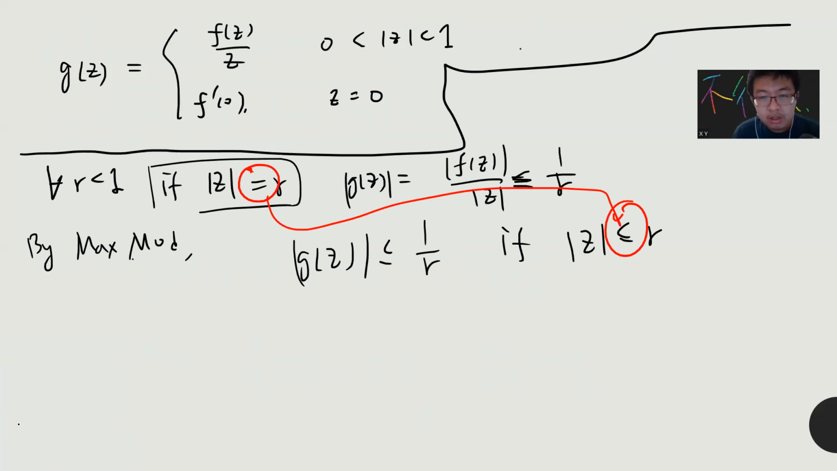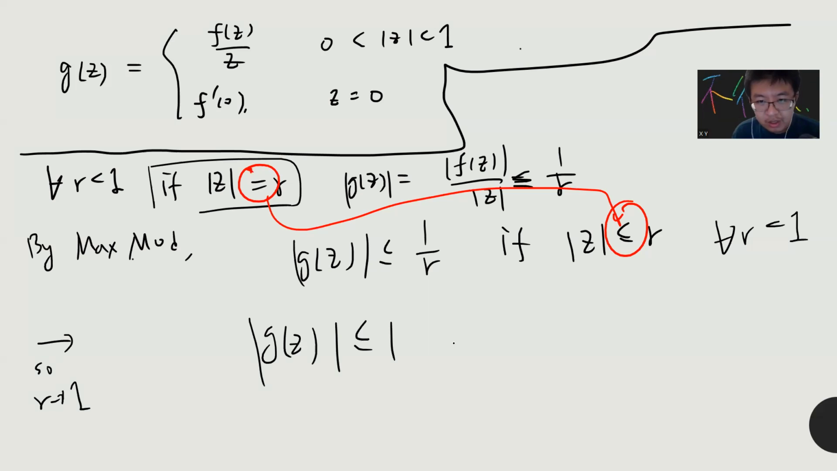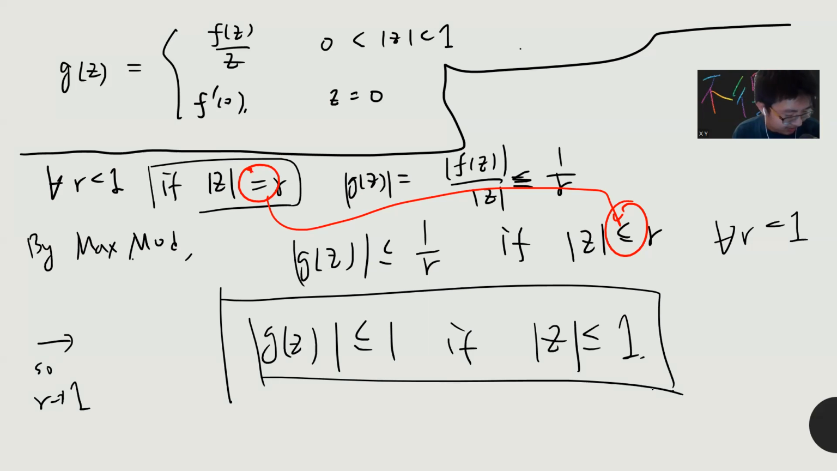Okay, so now this is for r less than 1, right? So r can be arbitrarily close to 1. So you can take r approaching 1. Obviously you will get |g(z)| ≤ 1 if |z| < 1. You can try to prove this is true. This is not difficult. You just make r approach 1, because r can approach 1 arbitrarily closely. So if r approaches 1, then |g(z)| must be less or equal to 1 if |z| < 1. Okay.